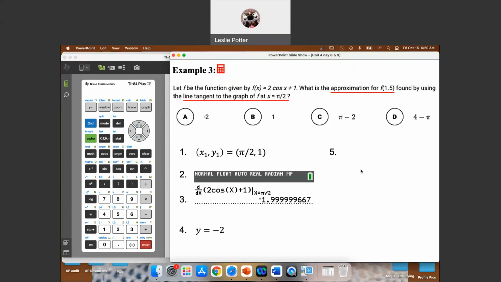So our equation of our tangent line then is -2(x minus pi over 2) plus 1. So there's our tangent line. And we want to use that tangent line to approximate. We could go back to the calculator to approximate if we wanted to and stick in 1.5.